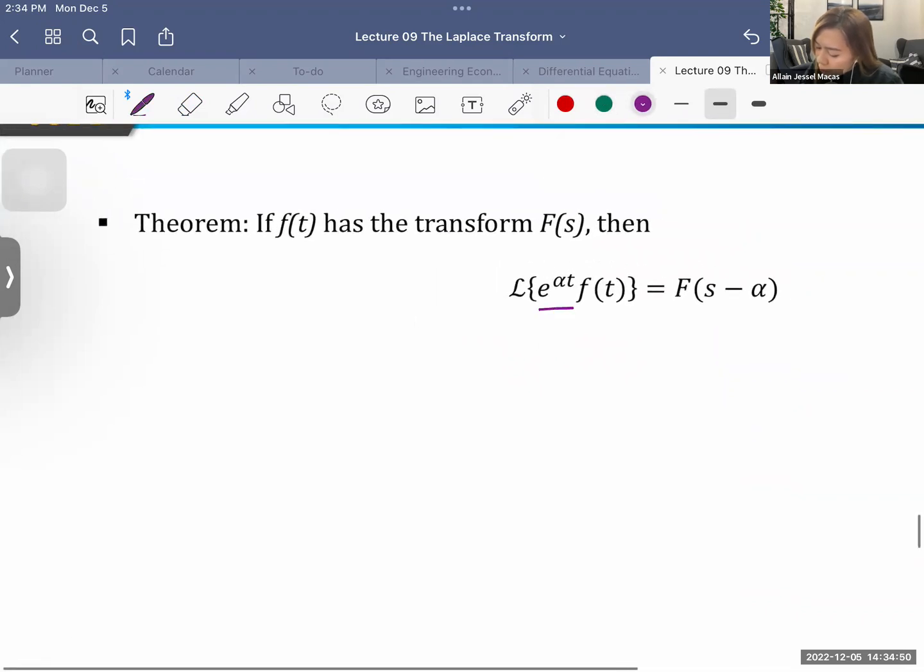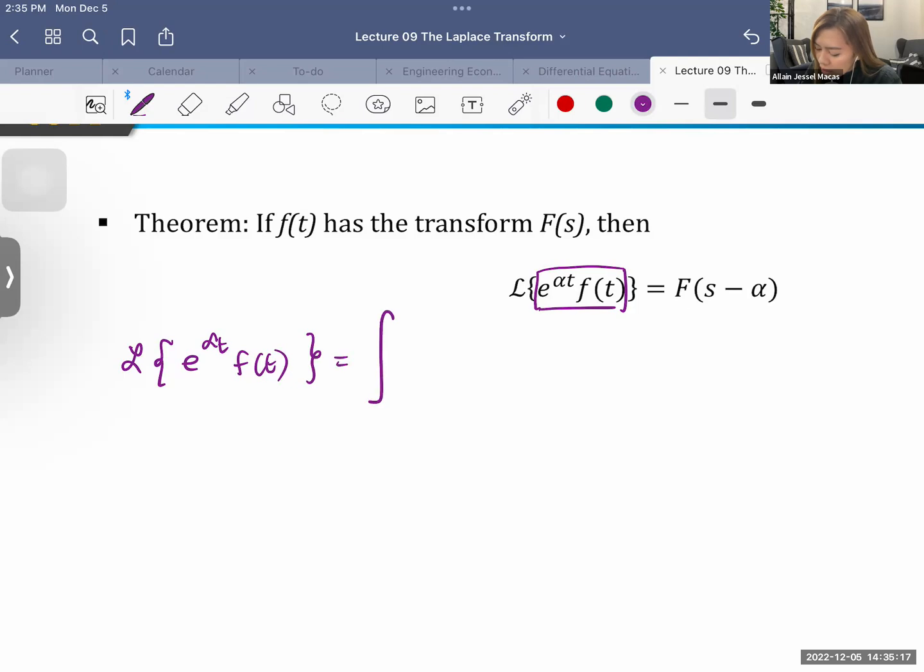Okay. So, if you want to get the Laplace transform, class, never mind the f of t only, because it is separate. But when we want to get the Laplace transform of something, the whole thing goes inside the integral of the Laplace, correct? So, that is the Laplace of e to the alpha t times f of t. That is just the integral from 0 to infinity of e to the negative st multiplied by whatever is inside the bracket. Correct?